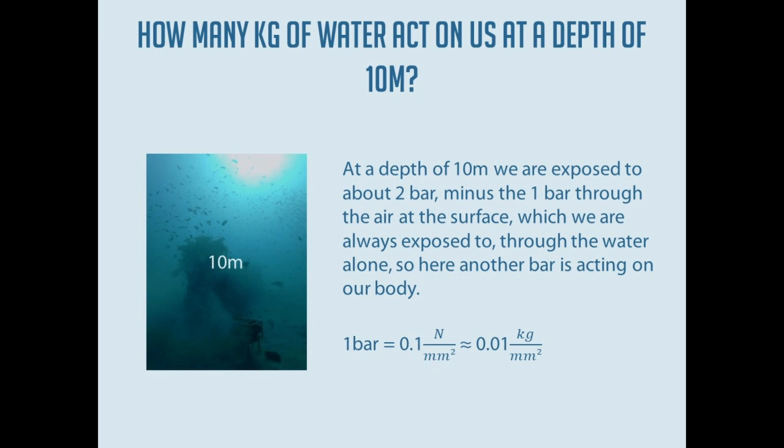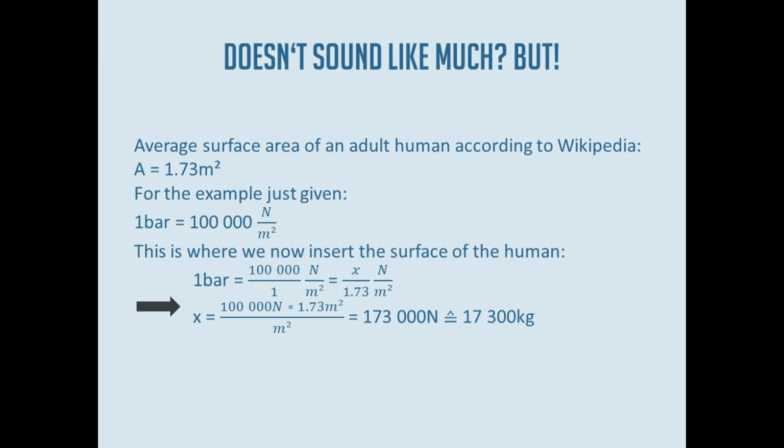Sure, 1 bar is 0.1 Newton per square millimeter, and we have already learned that for simplicity we calculate with the acceleration due to gravity of 10 meters per square second, not with the exact value of 9.81. So we have to divide by 10 again to get the weight that acts on 1 square millimeter: 0.01 kilogram per square millimeter. That doesn't sound like much at first. But let's take a closer look at the whole thing. According to Wikipedia, I googled a bit, an adult human has an average surface of 1.73 square meter. The values are a bit old.